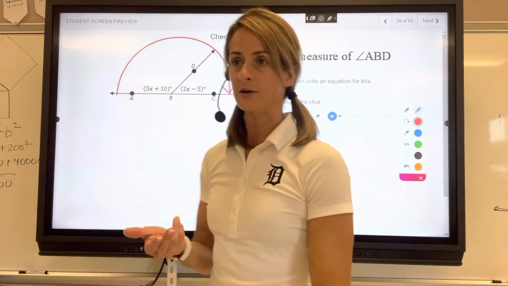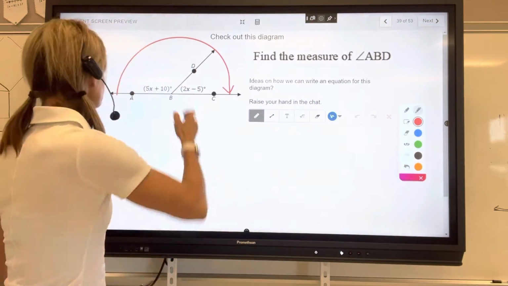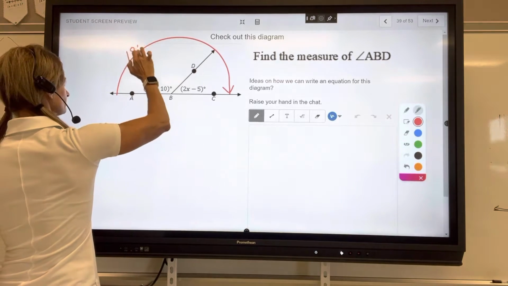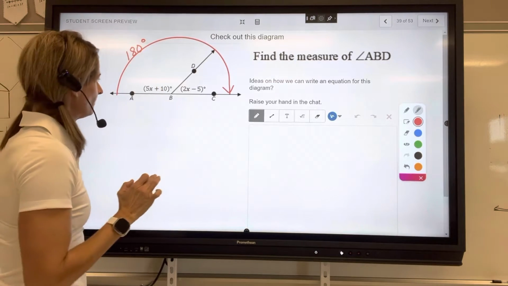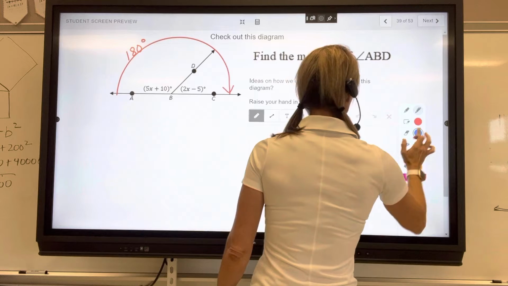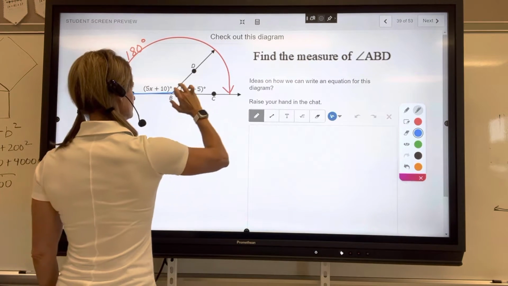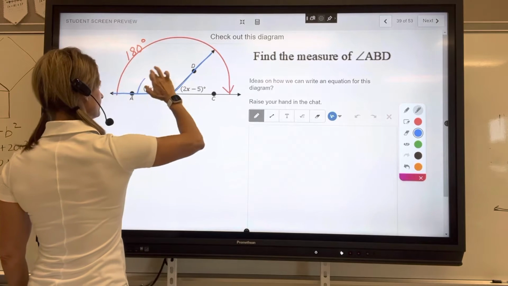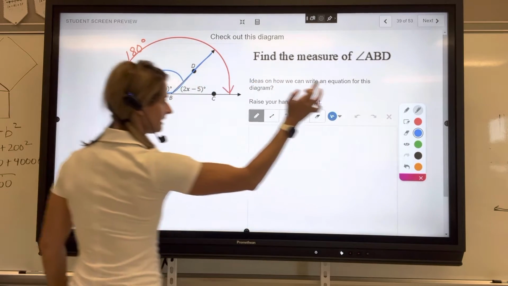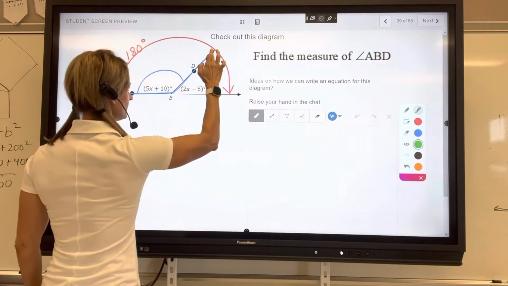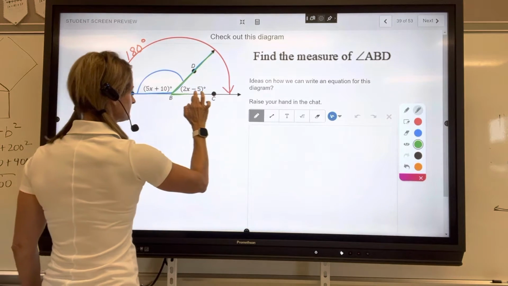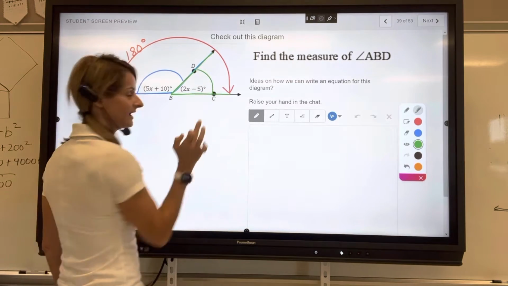It's not written on the diagram. I'm going to go ahead and write it in. Now, they do tell us that the measure of this angle, ABD, is 5x plus 10 degrees. And they tell us that the measure of this angle, DBC, is 2x plus 5 degrees.